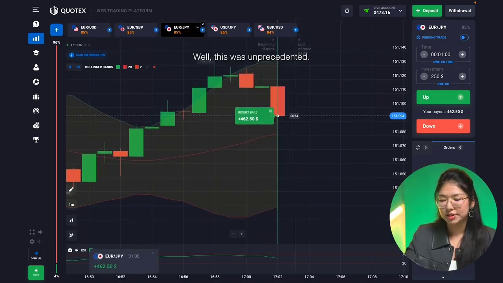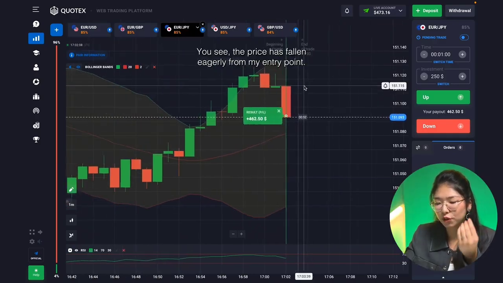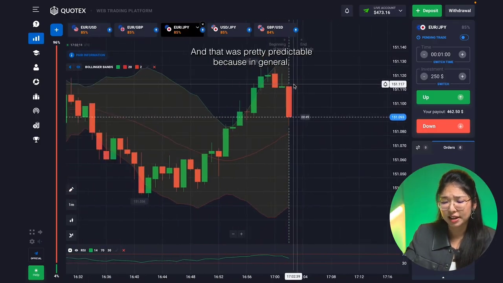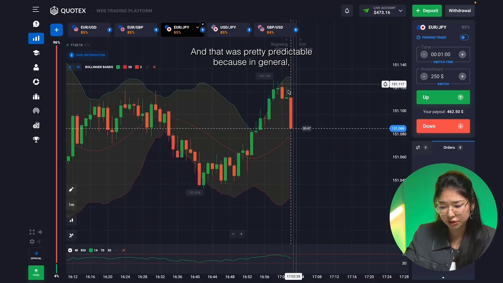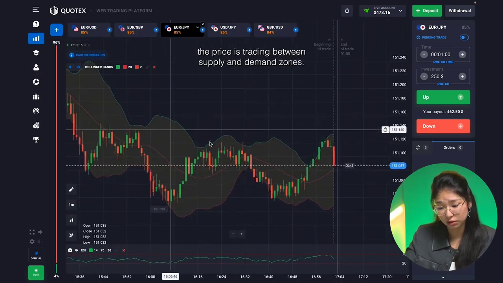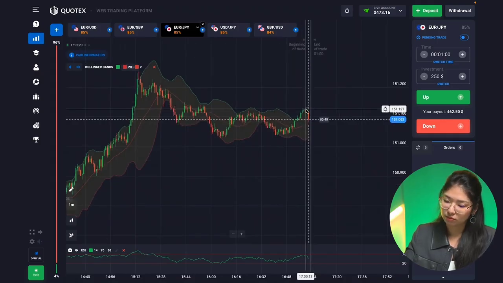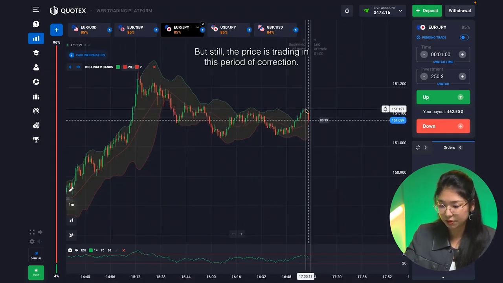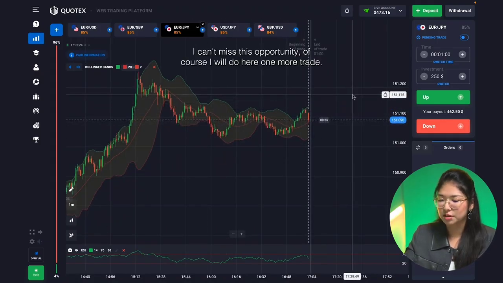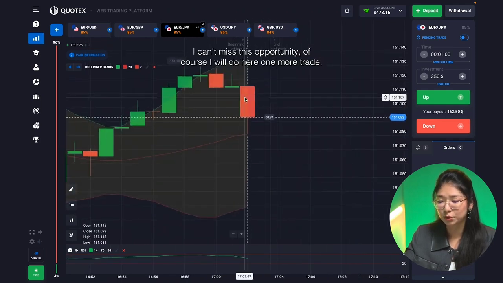This was unprecedented. You see, the price has fallen early from my entry point, and that was pretty predictable because in general the price is trading between supply and demand zones, and this level wasn't broken right now, but it could be broken. But still the price is trading in the period of correction. I can't miss this opportunity, of course. I will do one more trade here.